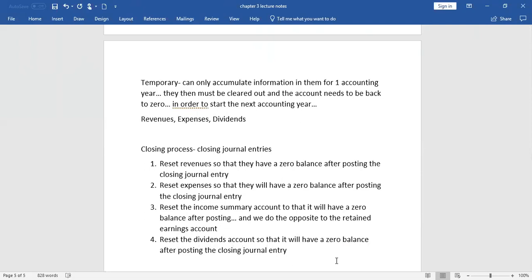That's what these 4 journal entries are. Resetting revenues to zero, resetting expenses to zero, resetting the income summary to zero, resetting the dividends to zero, and getting all those balances to their final location, which is retained earnings. And you'll see that magic in a second here. So I'm going to go ahead back over.